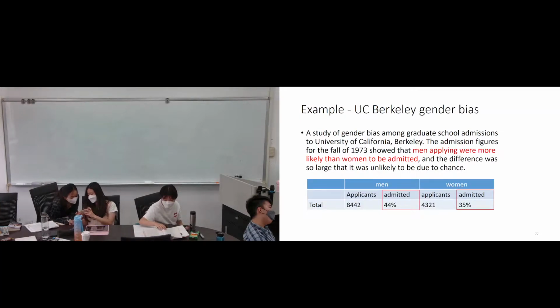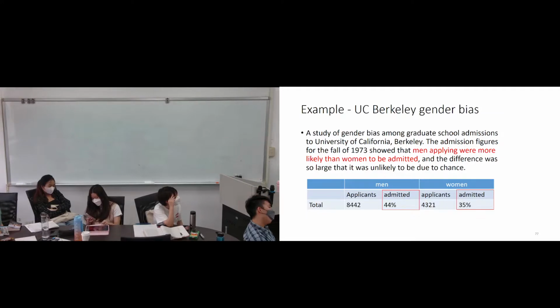For example, from the UC Berkeley gender bias, from this table, we might conclude that men's admitted rate is higher than women's, based upon the table. If we divide the admission application based upon gender, men and women, then we have this conclusion: men applying were more likely than women to be admitted.